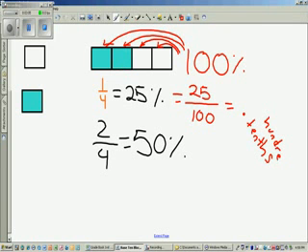So if I have 25 hundredths, I have 2 tenths and 5 hundredths, or 25 hundredths. And that's how we write the decimal. That's one way of determining the decimal for 25%.